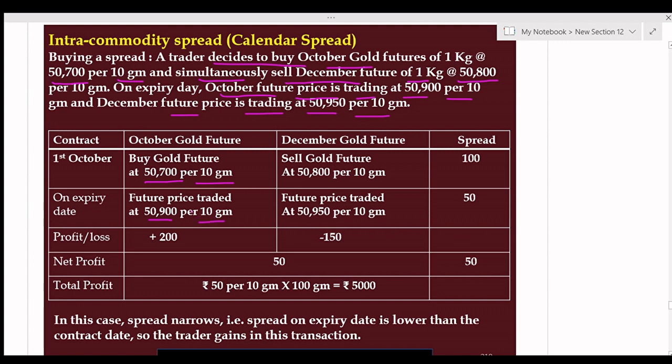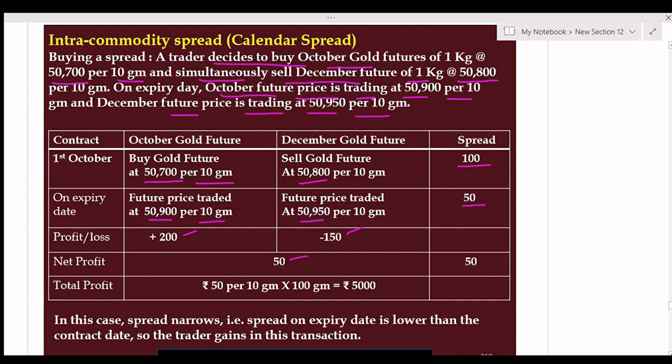So the profit in the long future case will be rupees 200. Sell gold future at 50,800 and future price traded on expiry date 50,950, so the loss will be 150. Now net profit will be 50. Here, come to the spread. The spread is 100 on the contract day and 50 is the spread on the expiry date.